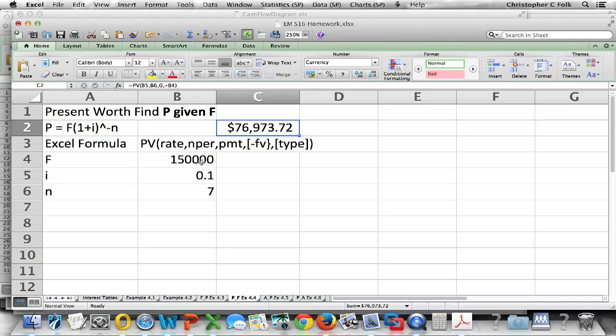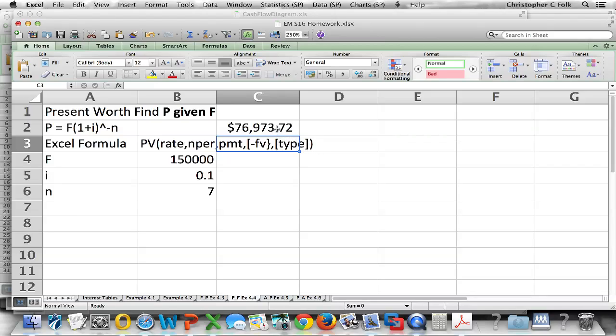Now, what would happen if I got rid of that negative value that was shown there? Remember this negative B4? I'm going to take that out just to show you what happens if I get rid of the negative. Boom, it says it's worth a negative value of money. Well, I can't have a negative 76,000, right? So I have to come back and put that negative back in here, and that's going to change that back into a positive value of almost $77,000.